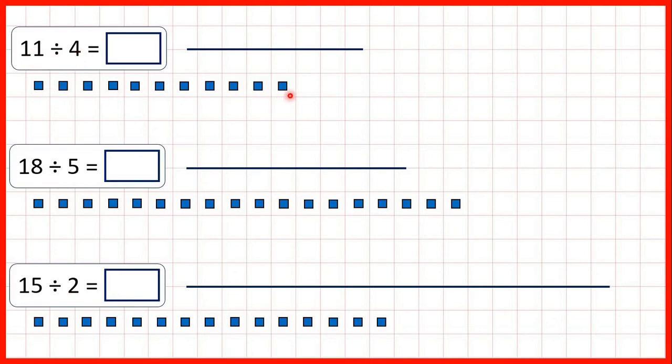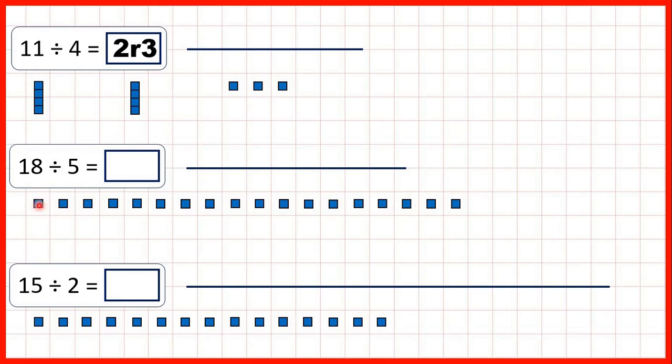We have 11 blocks here, and one way to divide by 4 is to make groups of 4. So here we have one group of 4. Now we can make a second group of 4, but then we have these 3 blocks that are left over. We can't make a group of 4. So that's why our answer is 2 remainder 3. We've made 2 groups of 4, but then there are 3 blocks that we can't share out, and this 3 here is our remainder.